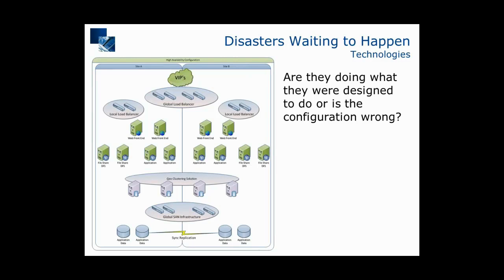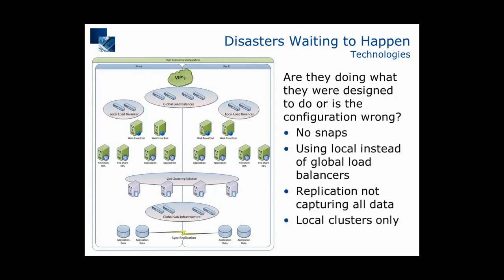I've worked at a couple companies where the picture on your left there was what was thought to be occurring. And on paper, it's a very good design. That's why I'm using it as an example here. So they had VIPs coming in to a global load balancer, going off to local load balancers at each of their sites, Site A, Site B. And they had local clustering. They had geo-clustering. They had global SAN infrastructure, so it stretched across. They had synchronous replication, and they had snapshots off to the devices as well. Great design. Here's where they had some problems.